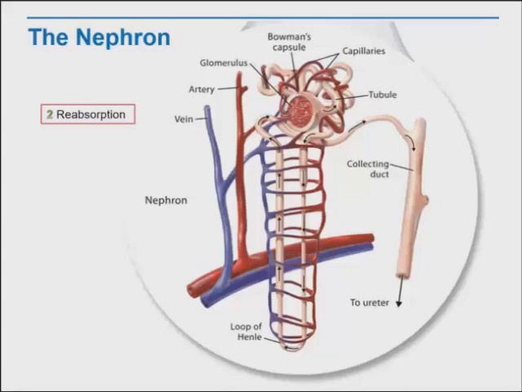The loop of Henle conserves water and minimizes the volume of filtrate. The fluid entering the collecting ducts is known as urine. From the collecting ducts, urine flows to the ureter of each kidney. The ureters carry urine to the urinary bladder for storage until the urine leaves the body through the urethra.